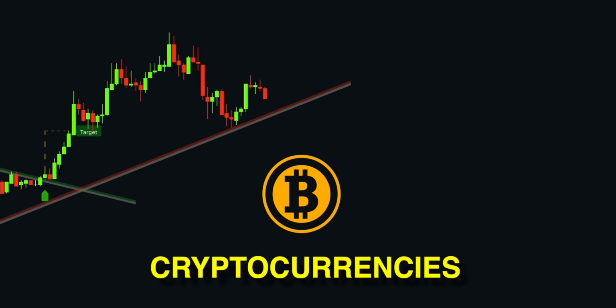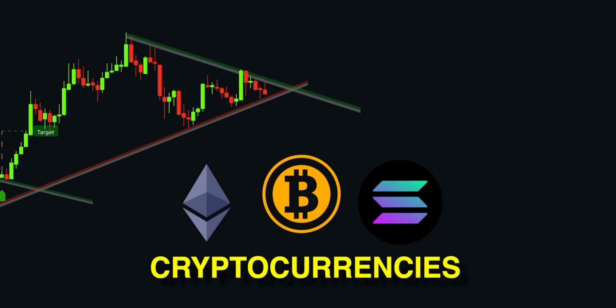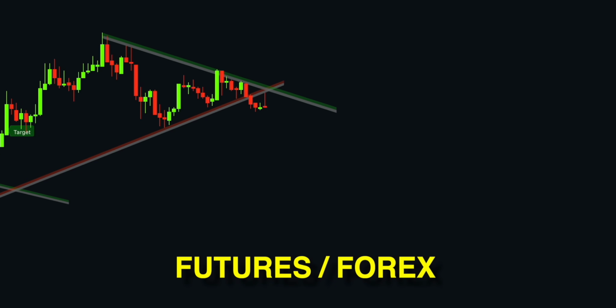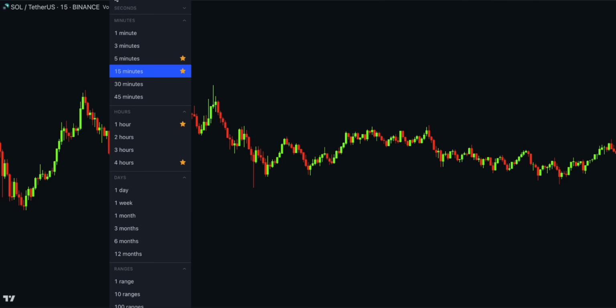This technical analysis tool can be used for trading volatile cryptocurrencies like Bitcoin, Ethereum, Solana, stocks, futures, and Forex pairs. The most optimal time frames for this indicator are 5 and 15 minutes, 1 hour, and 4 hours.